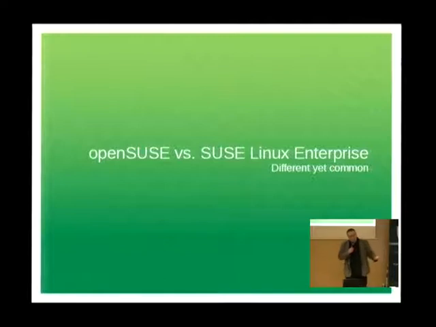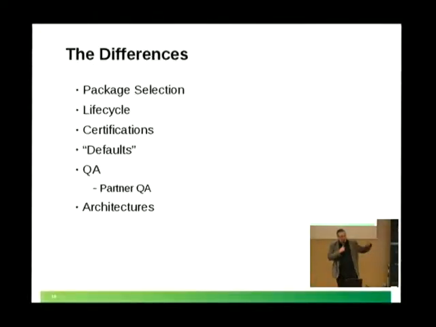So what are the differences in total that we have, in addition to what I said? We have the package selection that is different. And it's good that it's different. openSUSE ships with, I don't know how many packages. Maybe someone here knows.